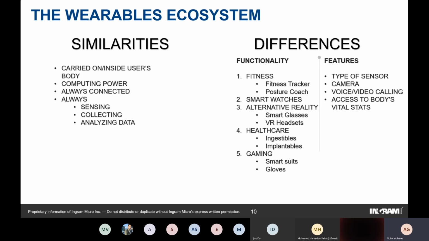And the dissimilarities, of course, come in regards to their functionalities and their features, whereas the Fitbits might collect information about your sleep patterns and your heart rate, your smartwatches might be more in tune with your social platforms, your Instagrams, your Facebooks, your messages, and so on and so forth. And of course, these would be segregated by their features as well.